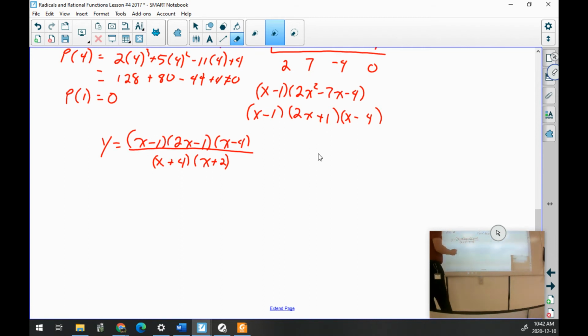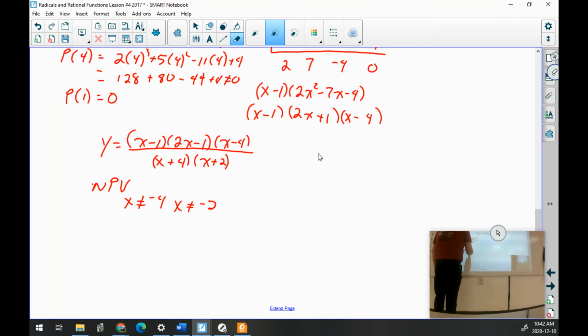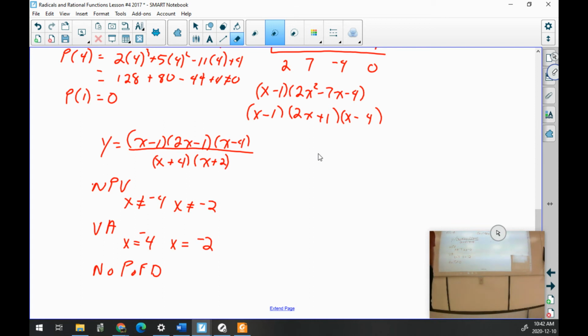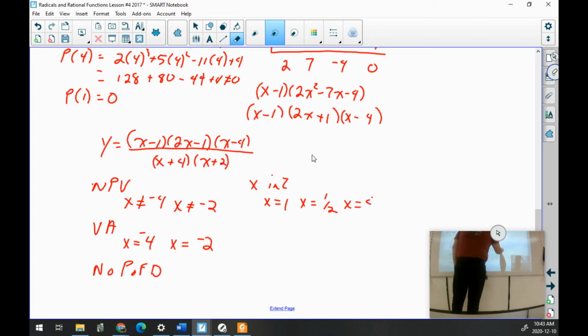And then we have non-permissibles at -4 and -2. We have vertical asymptotes because I'm not able to cross anything off here. Equations of our vertical asymptotes are x is equal to 4, or x is equal to -4, x is equal to -2. No points of discontinuity. Our x-intercepts are going to be x is equal to 1, x is equal to 1/2, x is equal to 4.